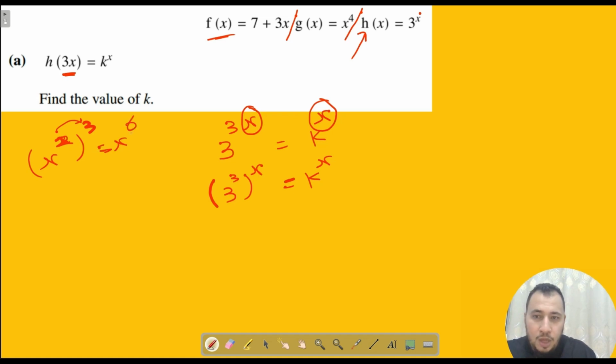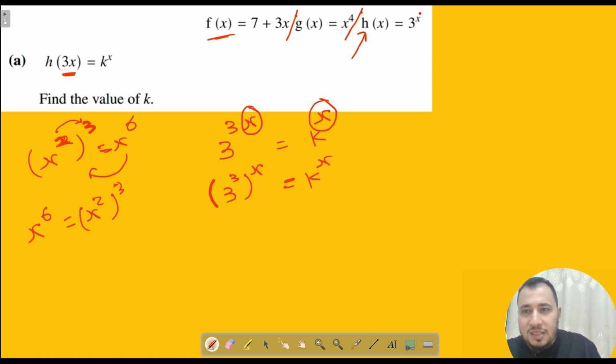We will do the same operation backwards. If I have, for example, x power of 6, you can write it as x power of 2 all to the power of 3, or the opposite. So you can simply split it in this way, and this is what we did here. Why? Because here this 3 is 3 multiplied by x. And when you expand this, you will reach the original function here.